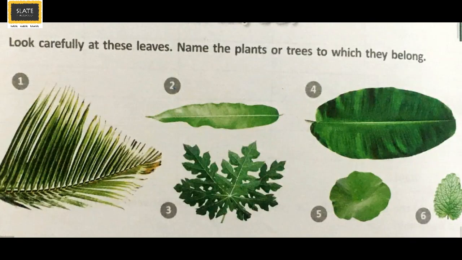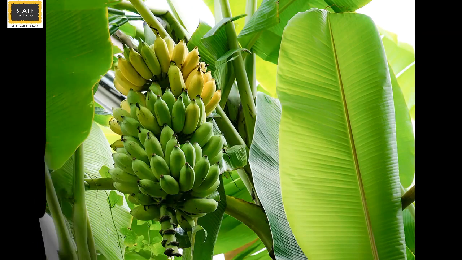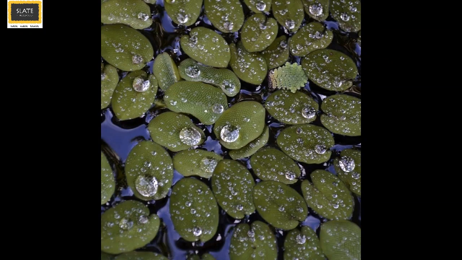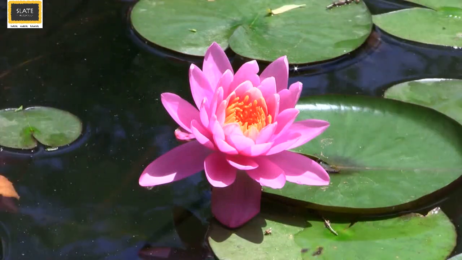Children, now let's have a look at the fourth one. This one I'm sure you all must have already guessed. It is a banana leaf. Now let's look at the fifth one. This type of leaf is found in water. Can you all tell me which leaf this is? Wonderful! It is a lotus plant leaf.